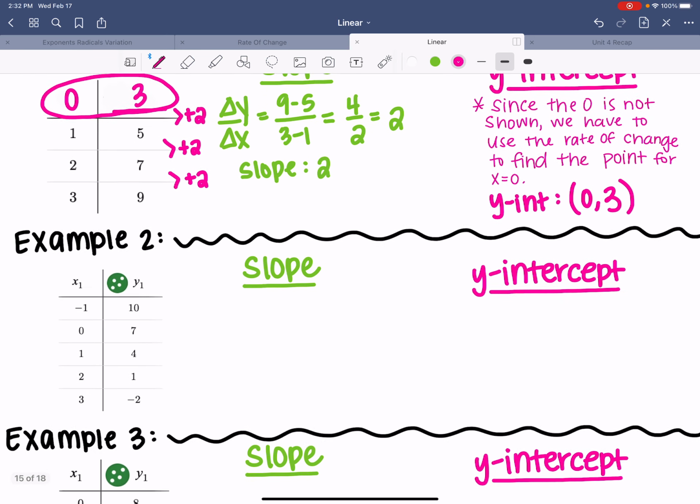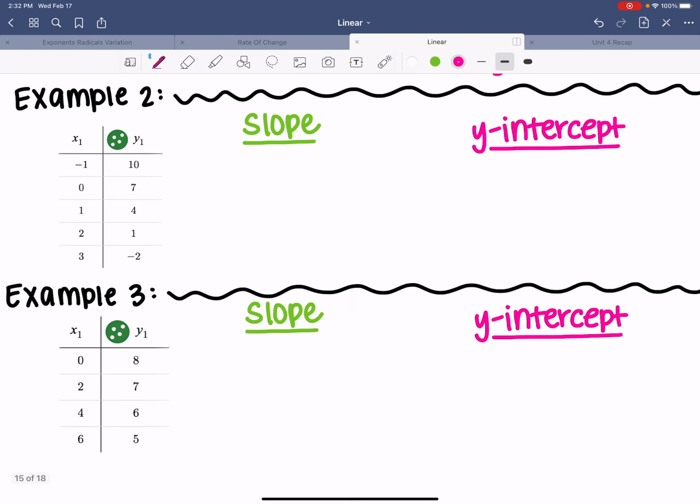Let's do another example. In example 2, we want to find the slope. That's your change in y over change in x. Well, we could count and see how many this is changing by on y's, how many it's changing by on x's. Or we could just pick 2 points. It doesn't matter which 2 you pick. I'm going to pick the second point and the fourth point.